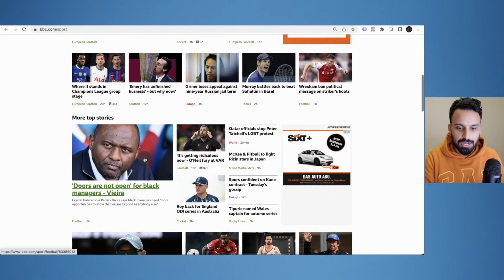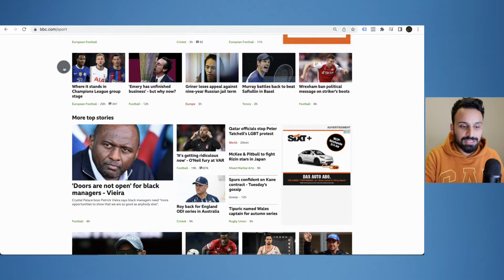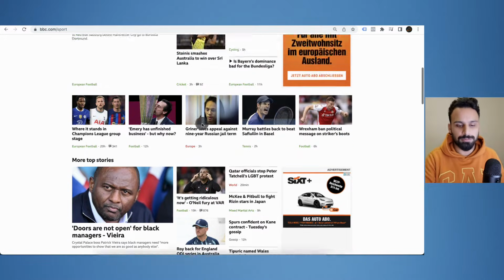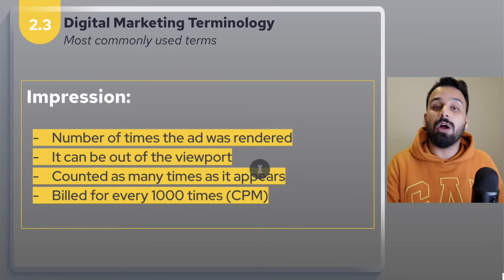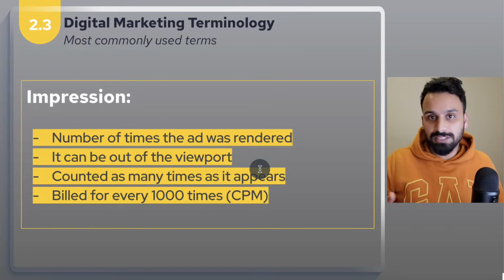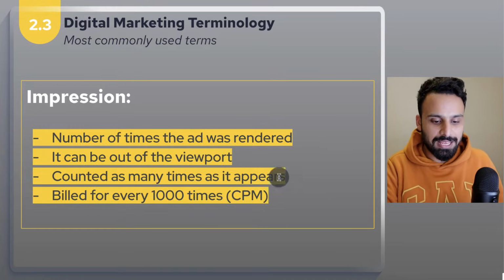Now if I scroll down, this content comes into viewport and this ad comes into viewport. So this region, whatever is visible on the screen when you scroll up and down, this window is called the viewport, right? Please remember that. Now that is what it means that an ad can be out of viewport as well. Even if nobody scrolled and it never came within the viewport, an impression will be counted.